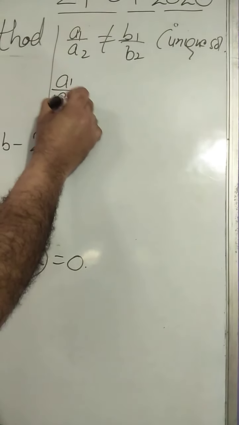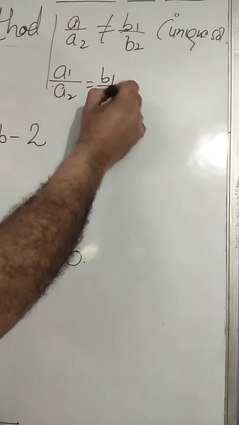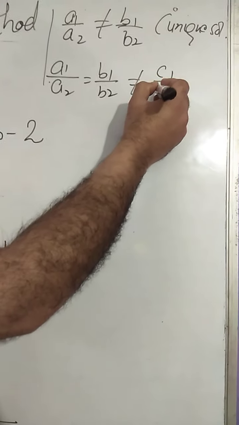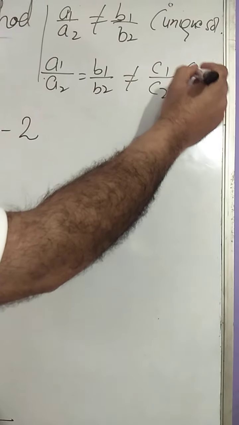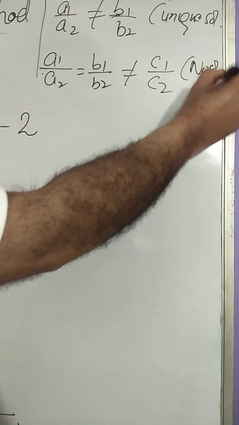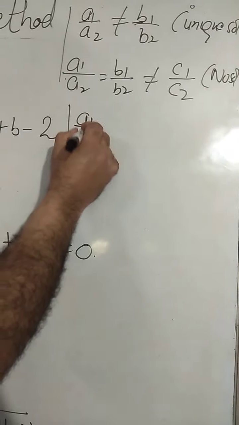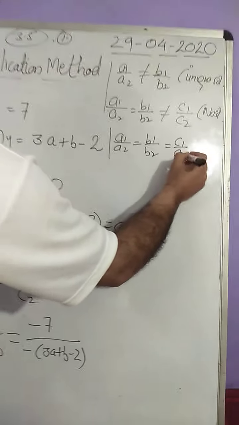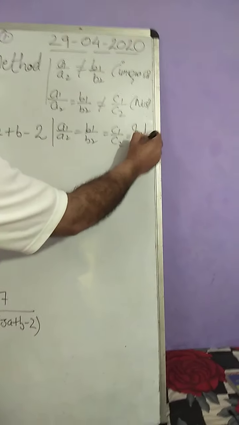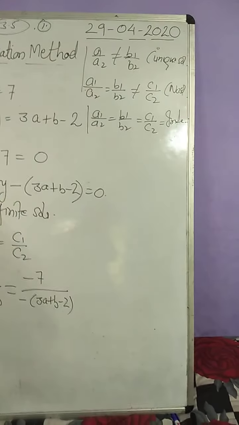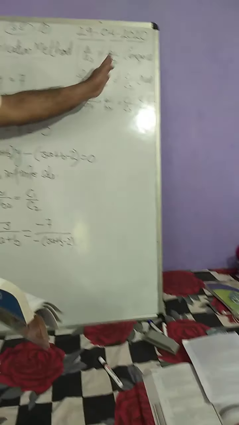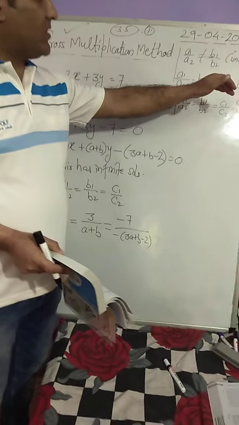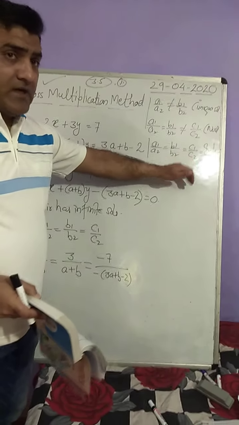If the first two are equal but not equal to the third ratio, then there is no solution. But if all three are equal, then which type of solution does it have? Infinite solutions. So these ratios tell us whether the pair will have a unique solution, no solution, or infinite solutions.